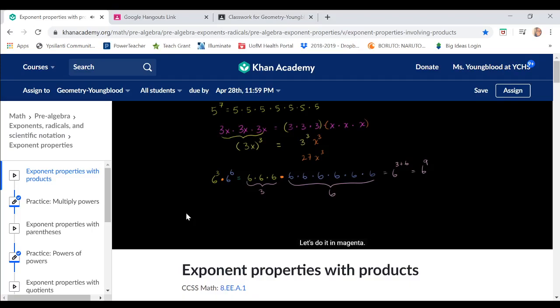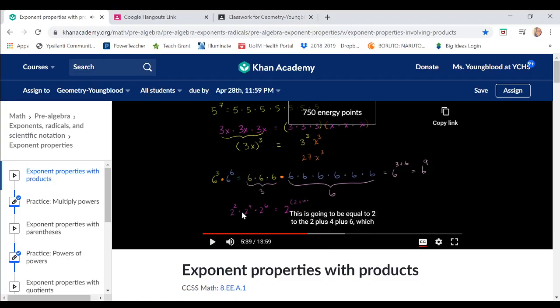Let's say I had 2 squared times 2 to the 4th times 2 to the 6th. Well, I have the same base in all of these, so I can add the exponents. This is going to be equal to 2 to the 2 plus 4. Okay, so now he has 2 squared, 2 to the 4th, 2 to the 6th.